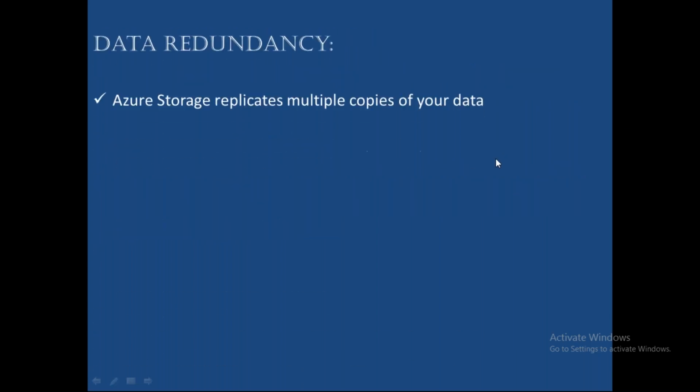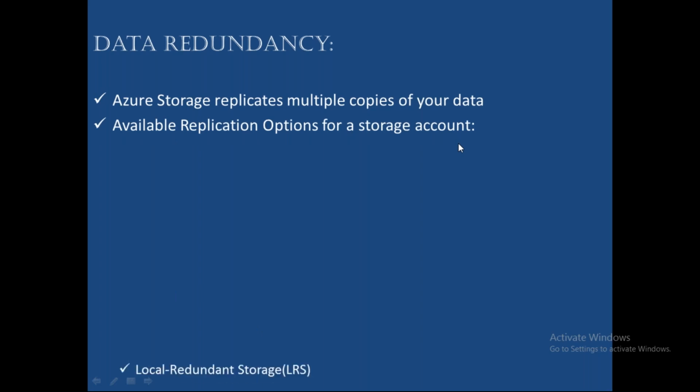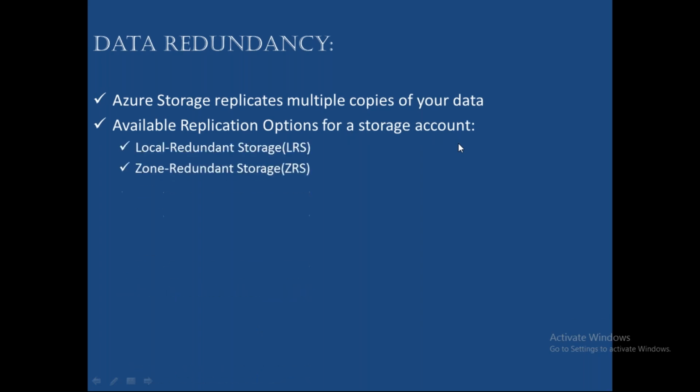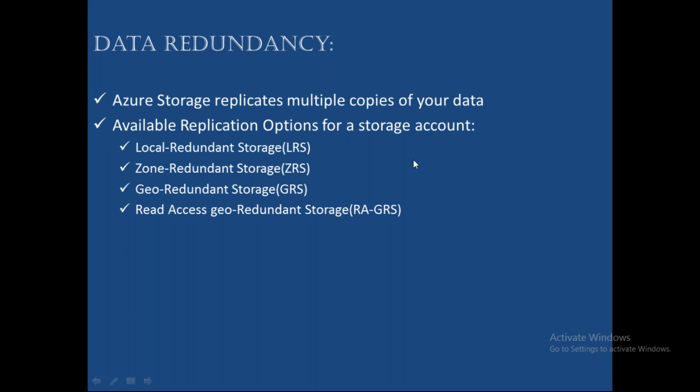So data redundancy. Now we are going with the data copies. Azure storage replicates multiple copies of your data. The available replication options for your storage account are locally redundant storage, zone redundant storage, geo redundant storage, read access geo redundant storage, and a few more options which are in preview mode. Those will also be in place within some time. But currently these four are the available replications. We will see them one by one.